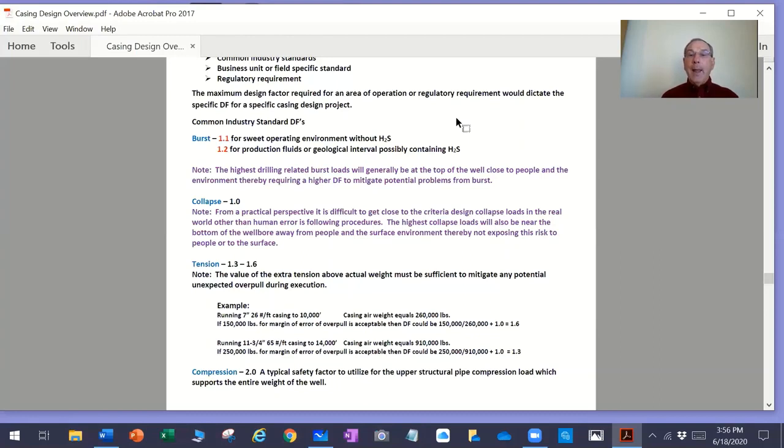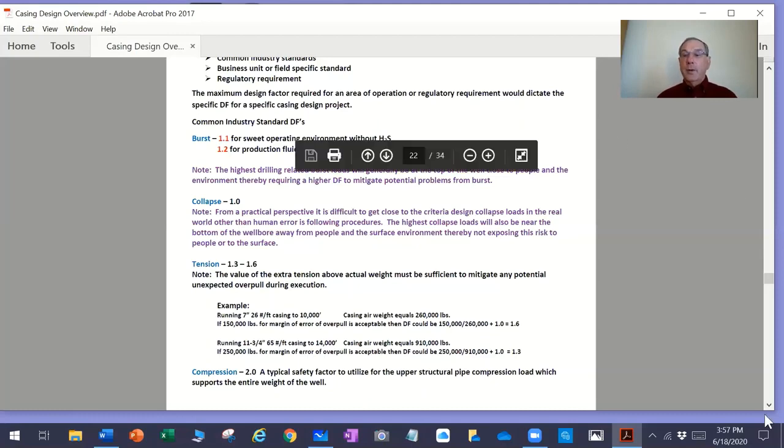So the highest collapse loads will also be near the bottom of a wellbore, away from people and the surface environment. So therefore, it won't be exposing this risk to people or to the surface. If something were to happen from collapse, it's going to be away from people and at the bottom of the wellbore. So it's not going to result in a surface environmental incident or a potential impact for the people on the rig. So that's kind of where that comes from.